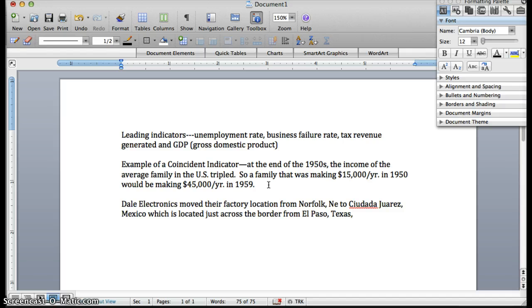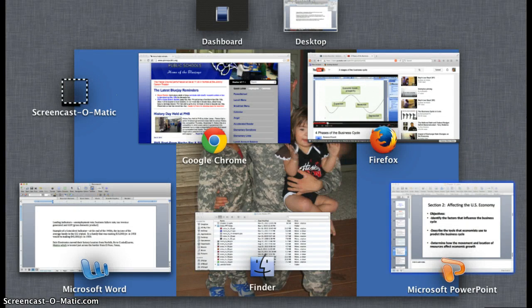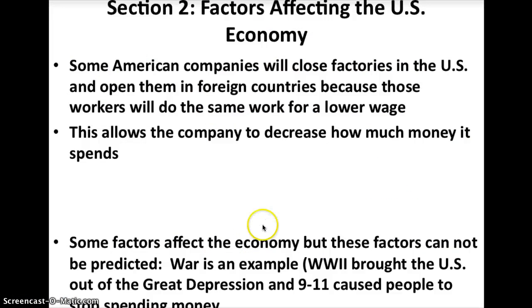Dale Electronics opened up a factory in Ciudad Juarez, Mexico, which is located just across the border from San Antonio, Texas. Because what they discovered is that people in Mexico would do the exact same work for a lower wage, and they were producing the exact same product. So they could make it there and bring it back across the United States.